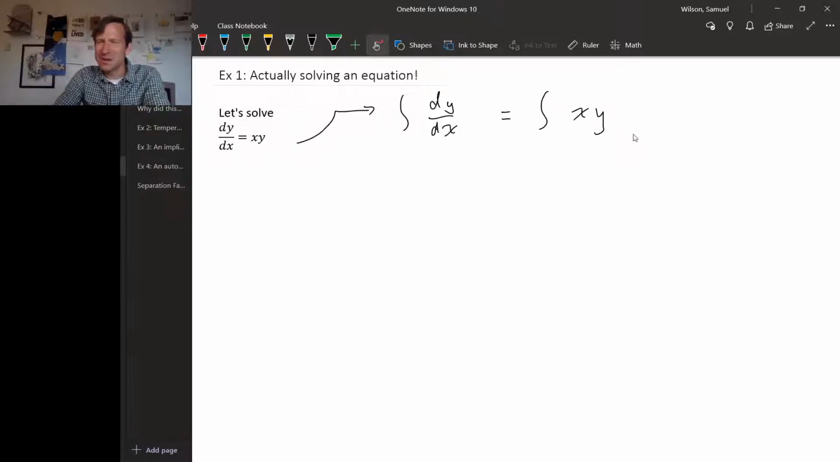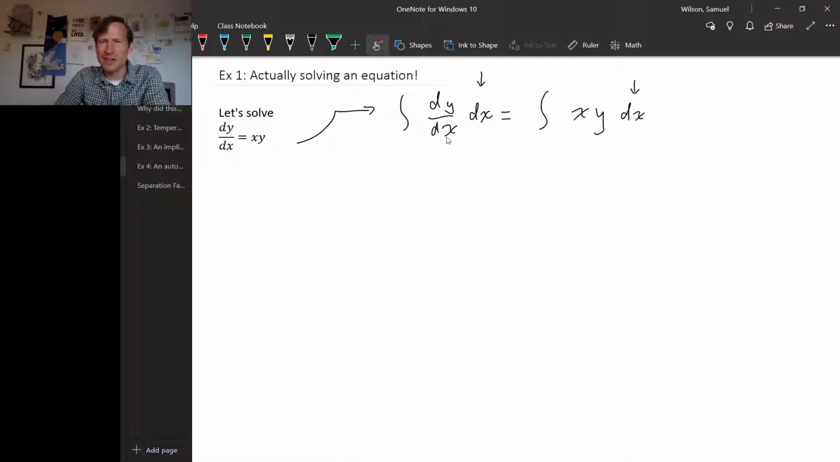But actually, what I've written here doesn't really make sense. If you're integrating, you have to have some differential, some d of something, to make the integral work. In other words, you have to decide what variable you're integrating with respect to. And we have two choices, x or y.